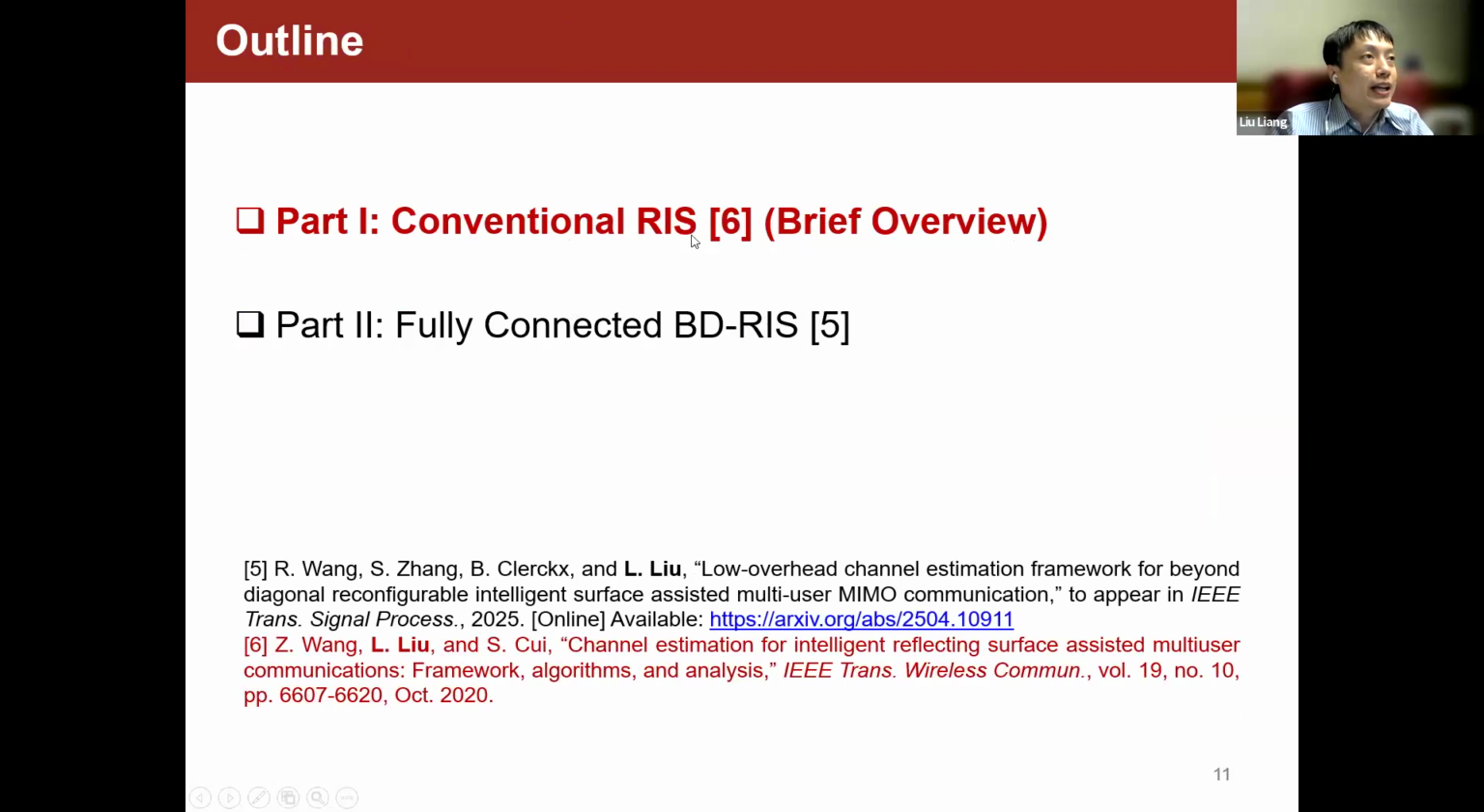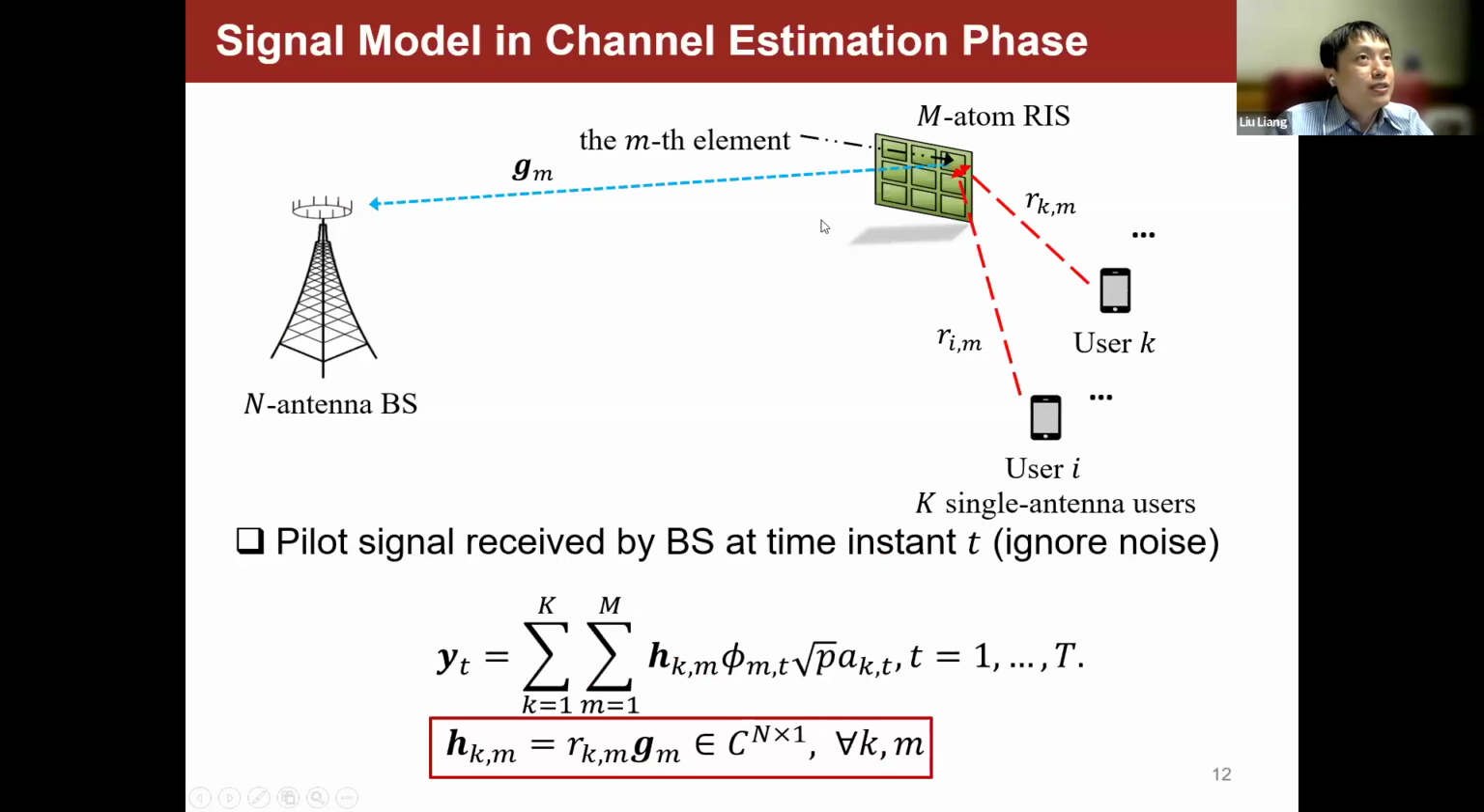Before I introduce the BD-RIS channel estimation, I want to briefly introduce our previous work for conventional RIS channel estimation in conventional RIS-aided communication, because for BD-RIS, a lot of things are similar. This is beneficial. So let's start with the case when we have multiple users, multi-antenna users. And this RIS is a diagonal RIS, not BD-RIS. Later we will show the BD-RIS case.